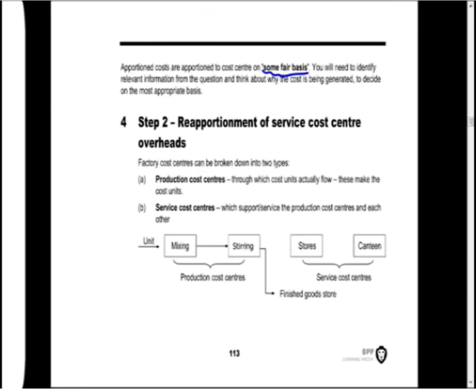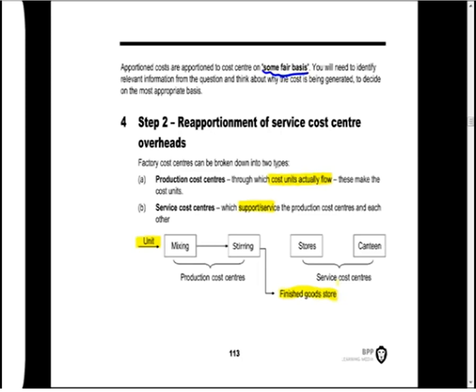Step 2 involves us reapportioning the service cost centre overheads into the production centres. Remember, the production centres are the ones which the cost units, i.e. the items we're trying to work out a cost for, actually flow through. And the service centres then are the support functions. So what we've got then is a product flowing through the production departments and going into finished goods.